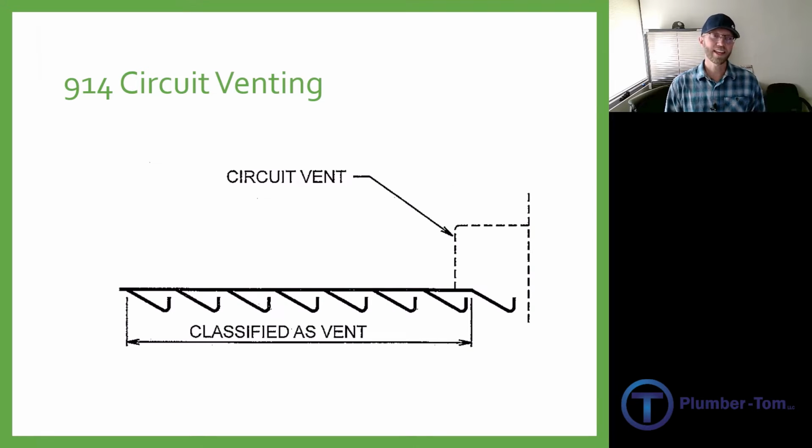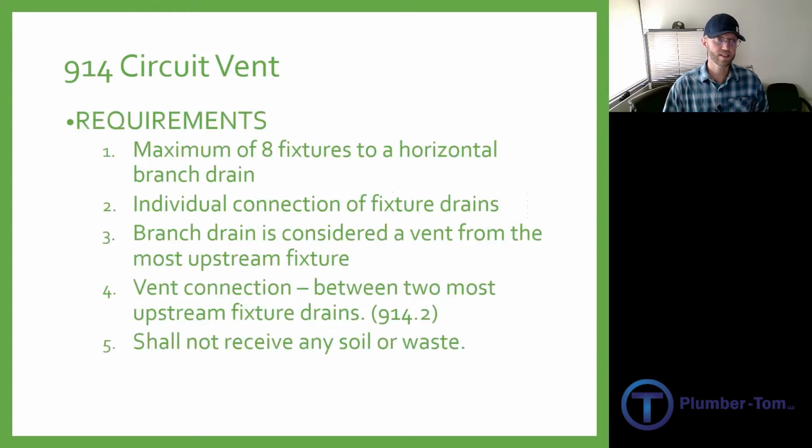Let's go on to section 914. This is called circuit venting. A circuit vent is a horizontal pipe with a series of fixtures coming into that, and it's being vented by one vent. Let's have a look at how this works.